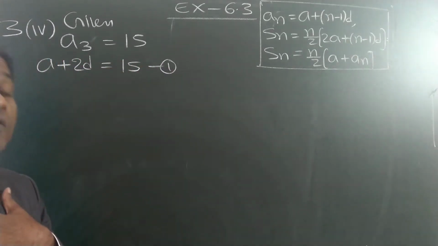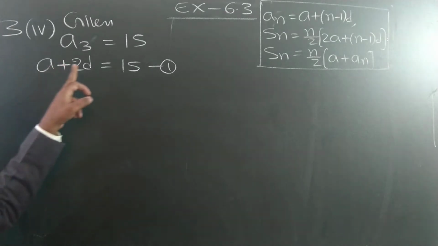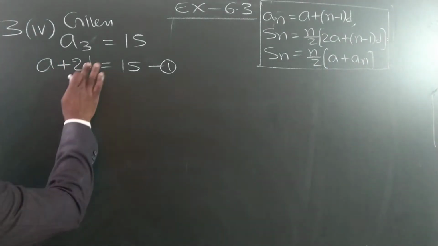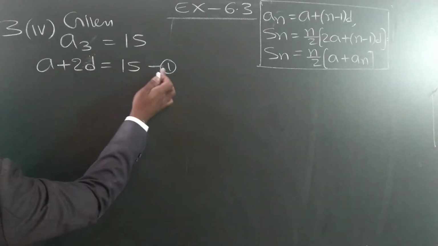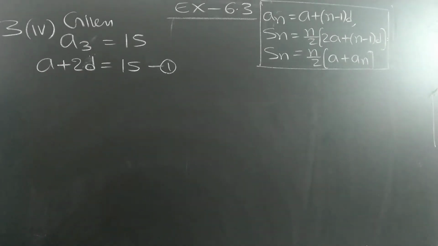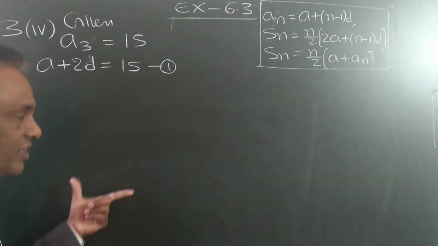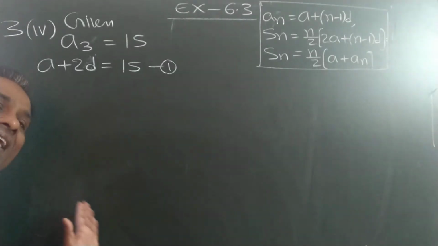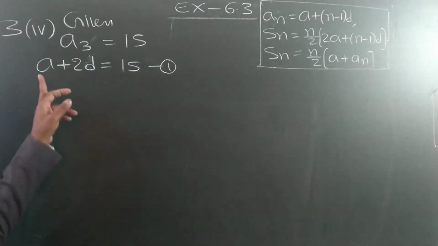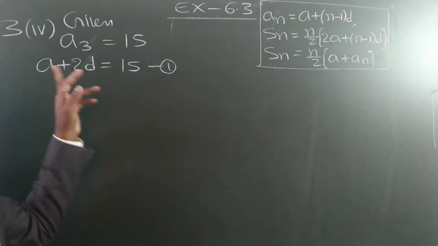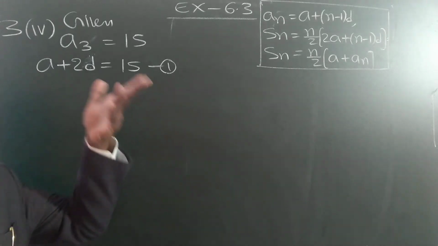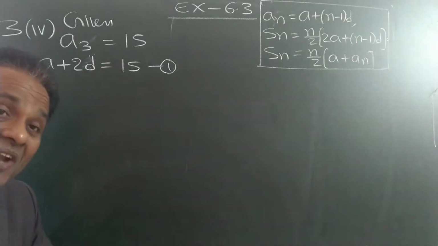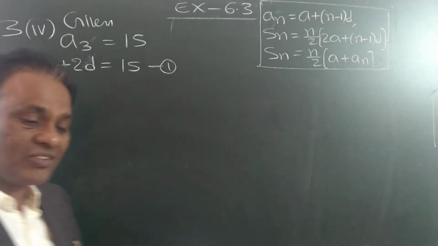Leave it here. Our intention is we have to find a value and d value. So with one equation we can't find a and d values. We have to get one more equation. Using these two we can find a value and d value. We got only one equation. We can't find a value and d value from this. We need one more equation. To get that one more equation, another information is given.